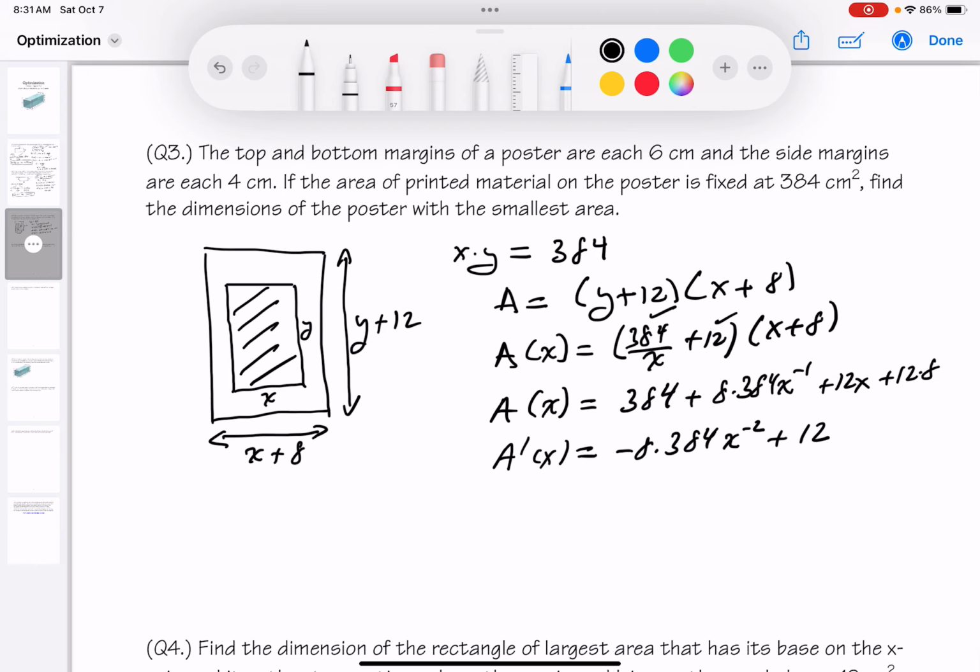All right. Now before I go on forward, I do know that x has got to be greater than 0. And what am I looking at? I'm looking for some critical numbers over here. And to do that, let's take a look at this. I'm looking for when this takes on 0. It's undefined at 0, but I'm not worried about that. When does it take on 0? It takes on 0 when, let's see, 8 times 384 over x squared would equal 12.